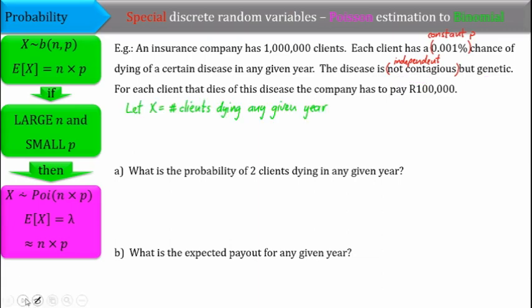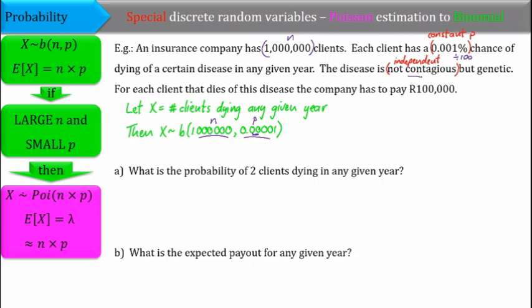So if we say let x be the number of clients dying in any given year, then we can say that x is binomial with parameters 1 million and 0.00001. Now remember, binomial, we need two parameters, n and p, where n will be the number of trials, so in this case the number of people. The probability of a success is 0.001%. We said that it stays the same for each person. This is a percentage, so to change it to a probability we need to divide this by 100, so that's where the extra 2 zeros come from.